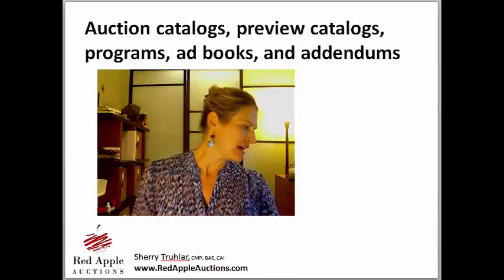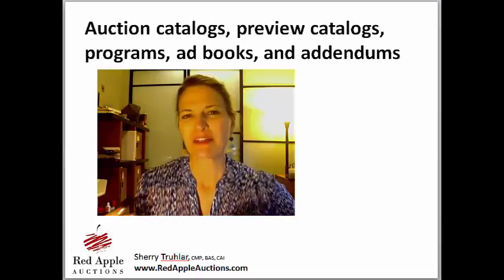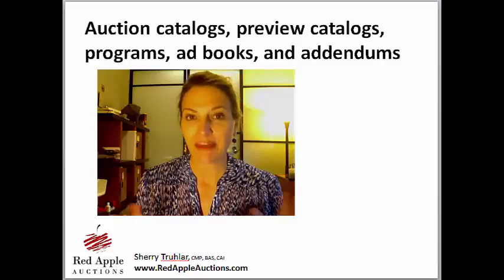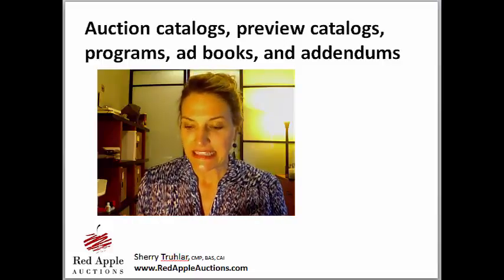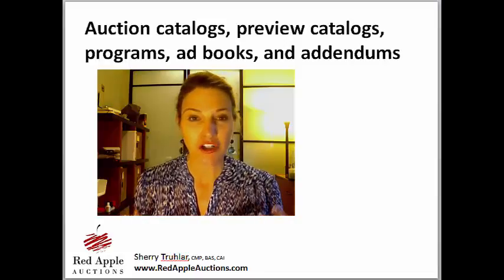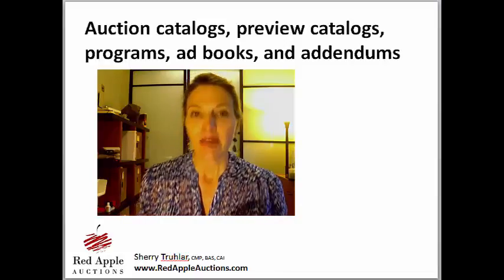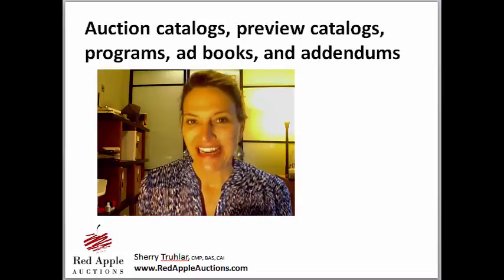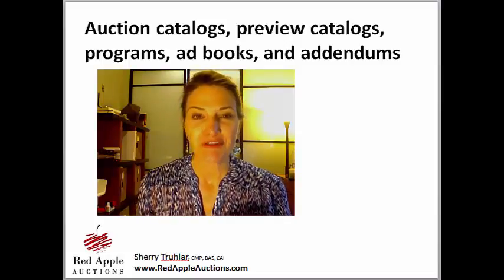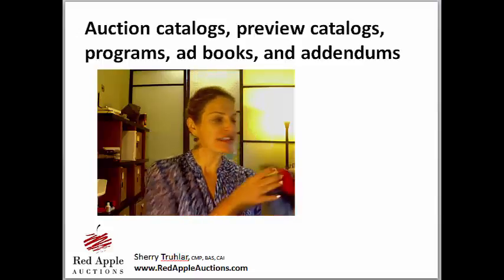Okay, so first off, what I want to do is show you what is perhaps the most basic, and that's what we call a combined program catalog. In this case, we have information about the items. We may have the auction rules listed in there, but we also have programmatic elements, like a timeline, maybe a menu, and information about the awardees, honorees, and so forth.